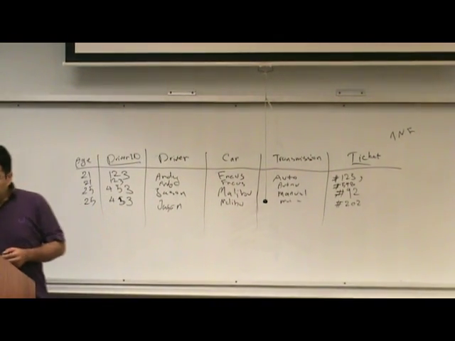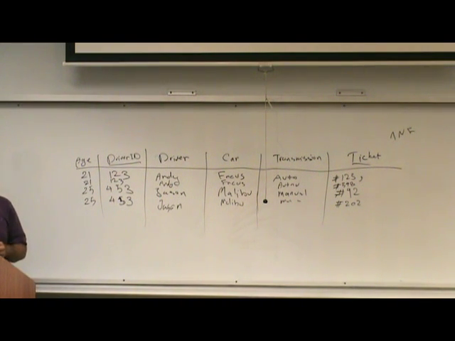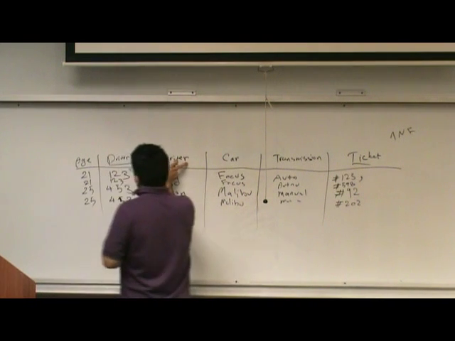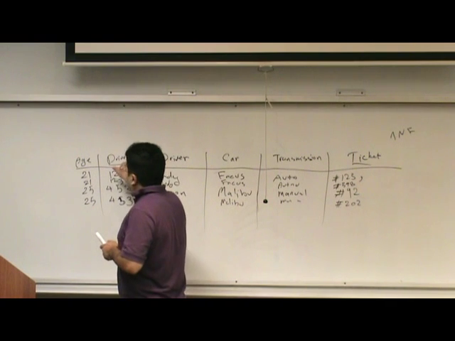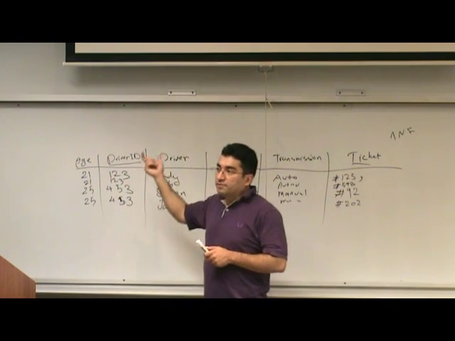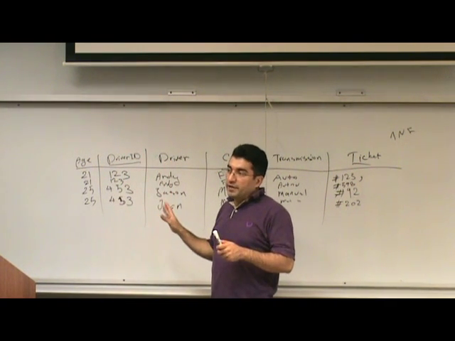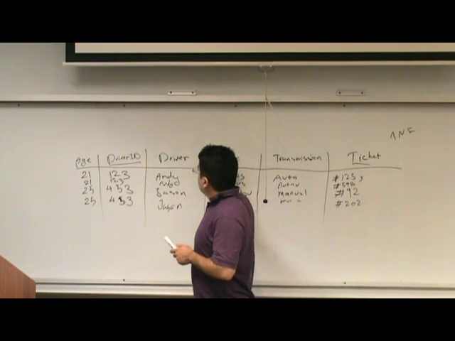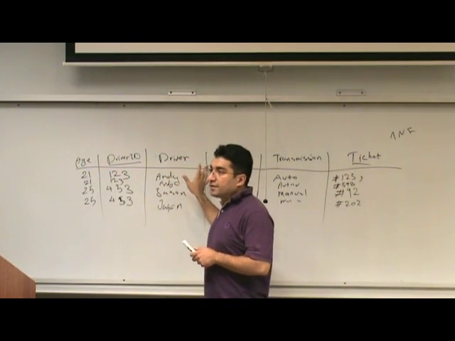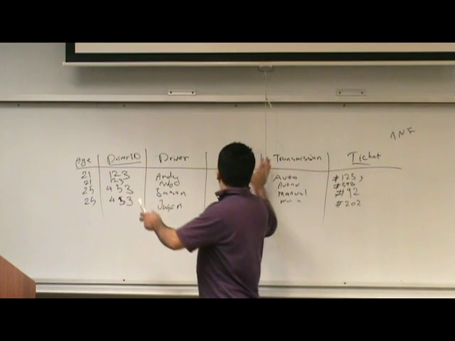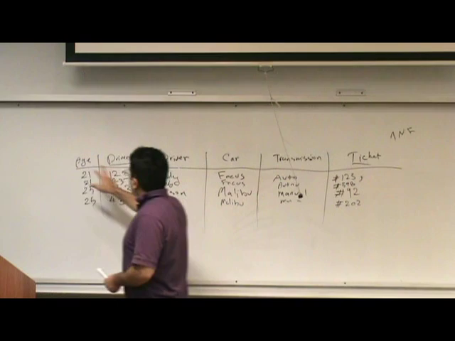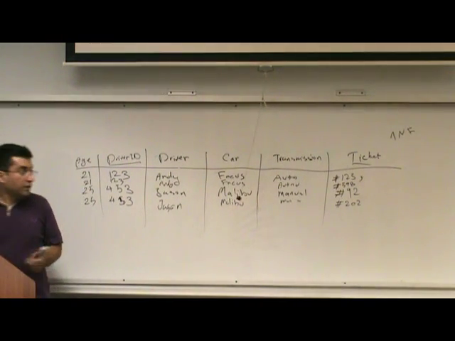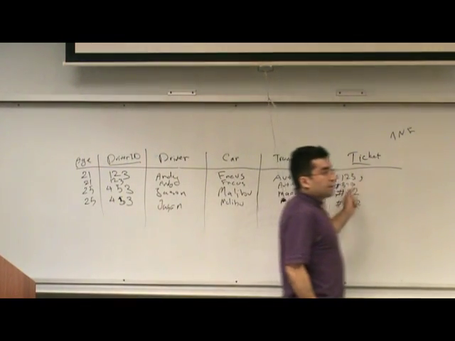Okay, so is this second normal form? No. Why? Because the driver name is just depending on driver ID. Therefore, driver name is just depending on part of the primary key. Car name is depending on driver ID. Again, this is part of this key. So all of these attributes, transmission, car, driver, and age, are depending on driver ID. Only ticket number is different.